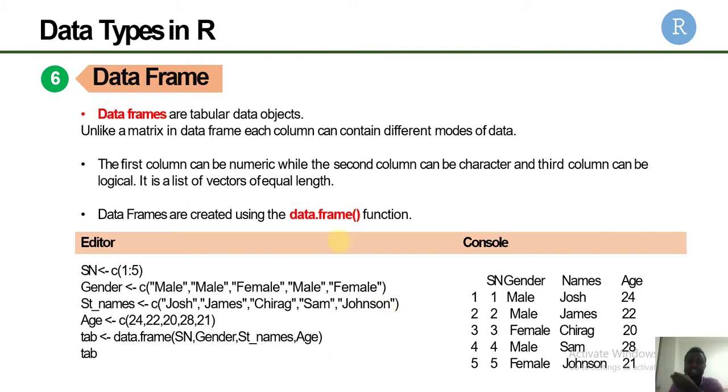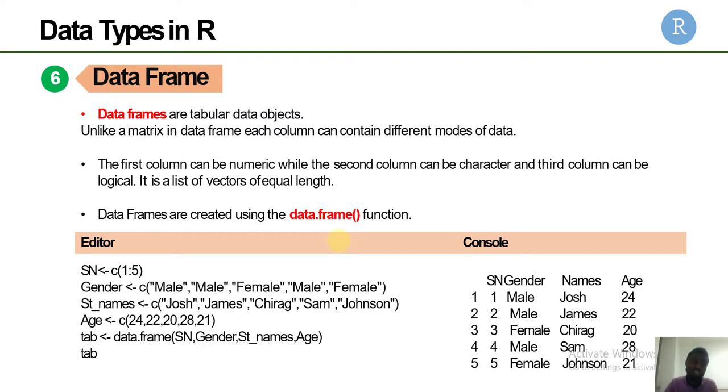So unlike a matrix, in a data frame, each column can contain different modes of data, which is not the same in a matrix. A matrix will have everything in character. The same thing with a vector. Now the first column can be numeric, while the second column can be character, and the third can be logical, etc. And ensure that they must be of equal length. Though, even if they are not of equal length, there are functions that we can use when we have such a situation. But in this case, let them be of equal length for us to understand it from the basics. So data frames are created using the data.frame function.